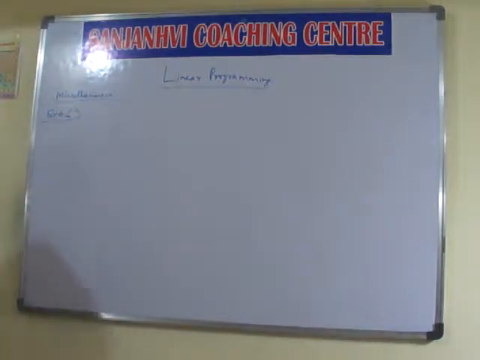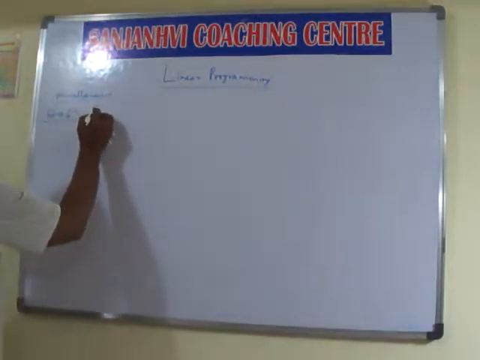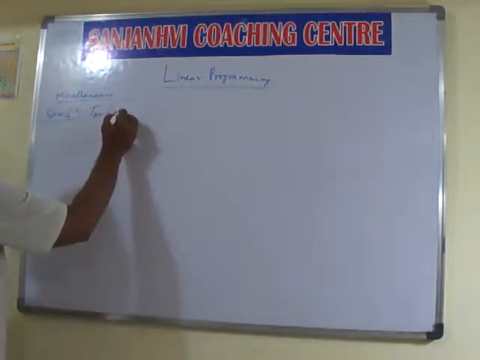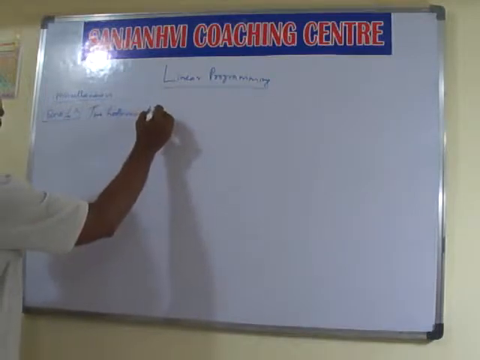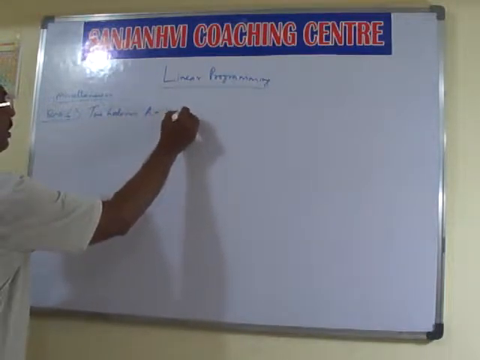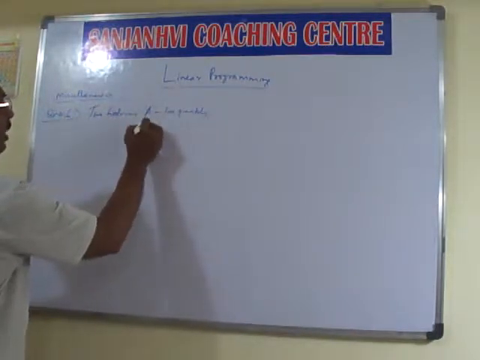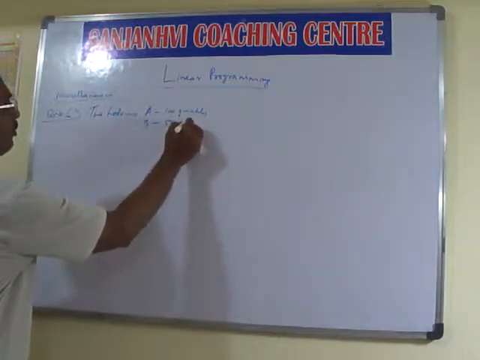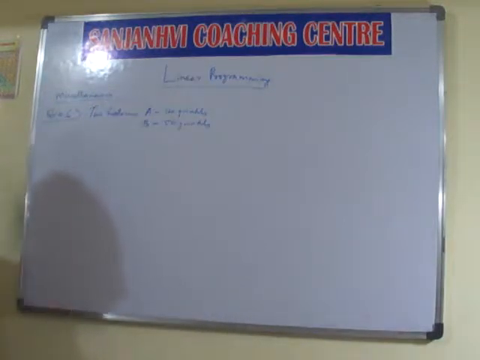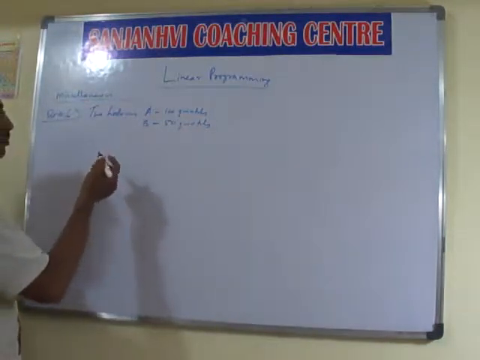Okay, what does it say, gentlemen? Two godowns A and B have grain capacity of 100 quintals and 50 quintals respectively. A has a capacity of 100 quintals and B has 50 quintals. They supply to 3 ration shops.